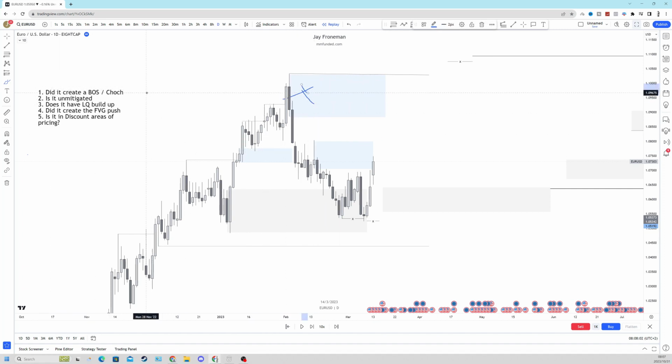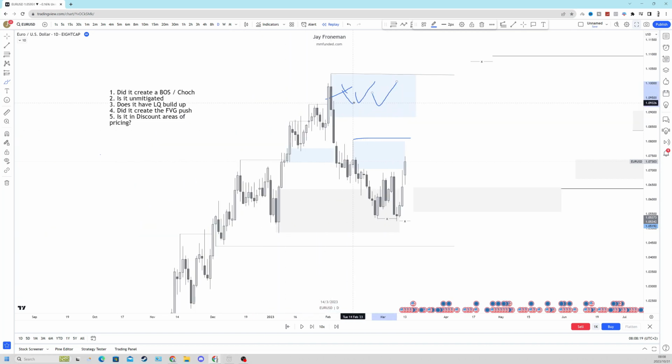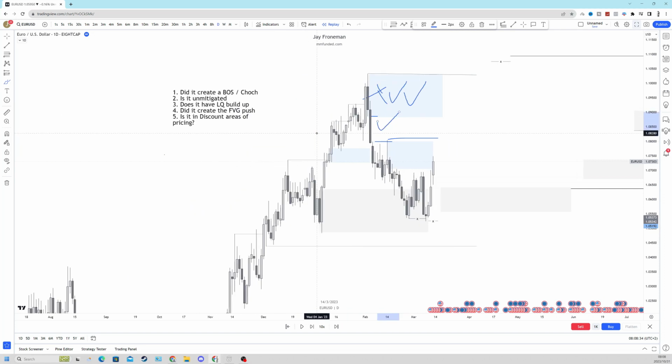Is it unmitigated? Yes, it's unmitigated because price hasn't previously tapped into the zone. So yes, that's a checkpoint. Does it have a liquidity buildup? Well, we do have resting liquidity sitting above the zone. So yes, it has a valid liquidity buildup. Did it create a fair value gap push? Well, the wick and the low of the first candle and the high of the third candle is not overlapping. So therefore, we do have a valid fair value gap.